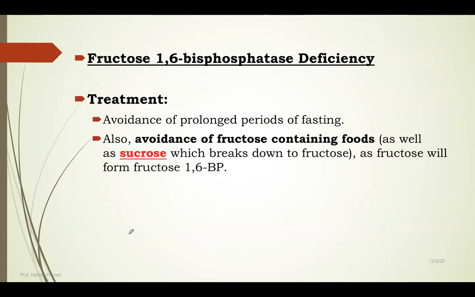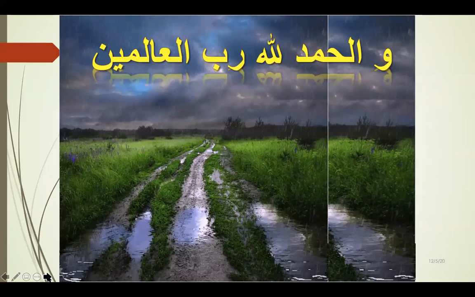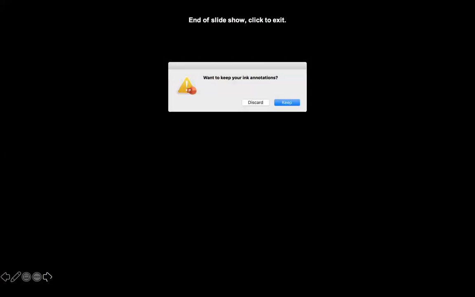Treatment, of course, is to avoid prolonged periods of fasting. You will find that fructose and sucrose, which contains fructose, lead to accumulation of fructose 1,6-bisphosphate. And we don't have the enzyme which breaks down fructose 1,6-bisphosphate, so you have to avoid fructose and sucrose in your diet. Okay? Thank you for your attendance.